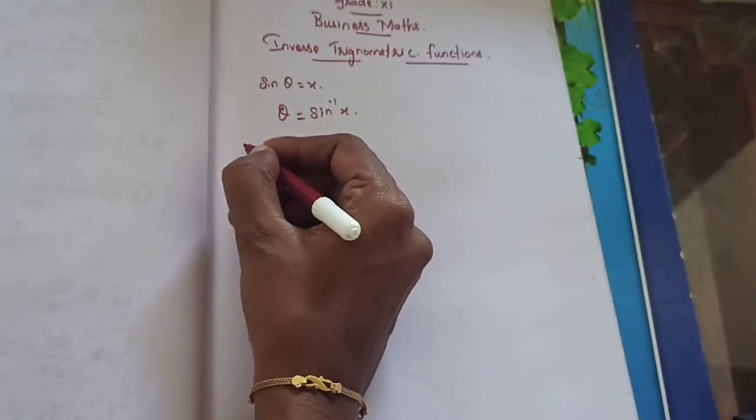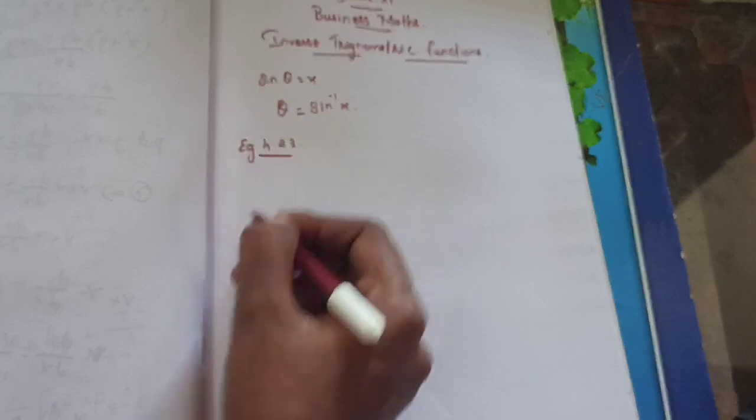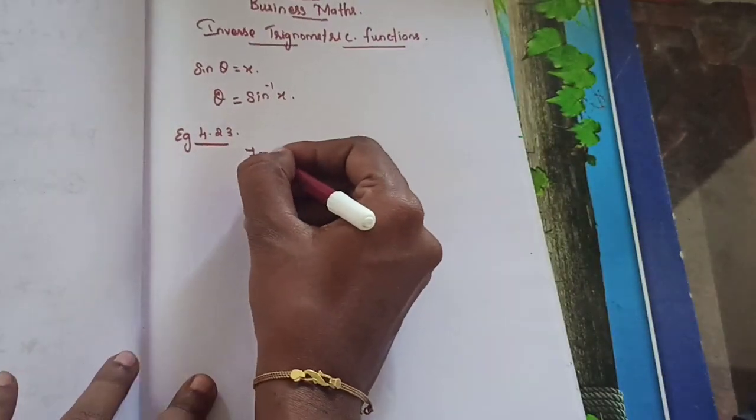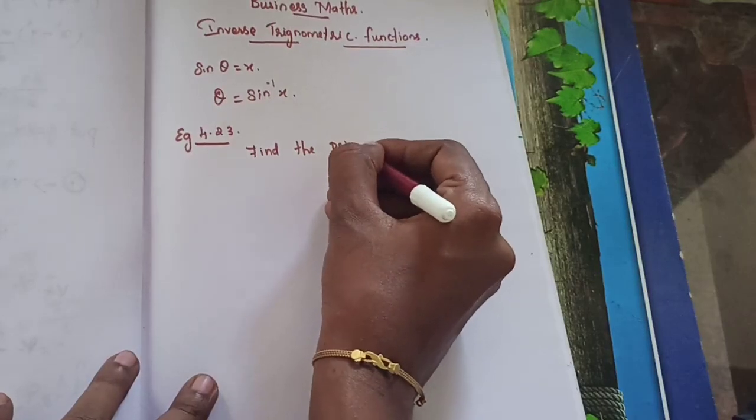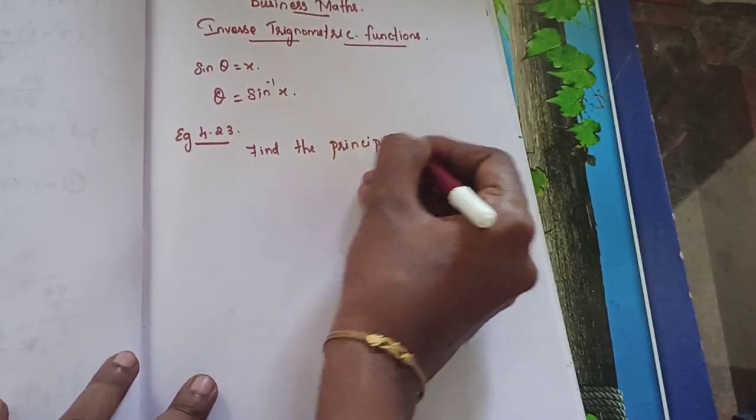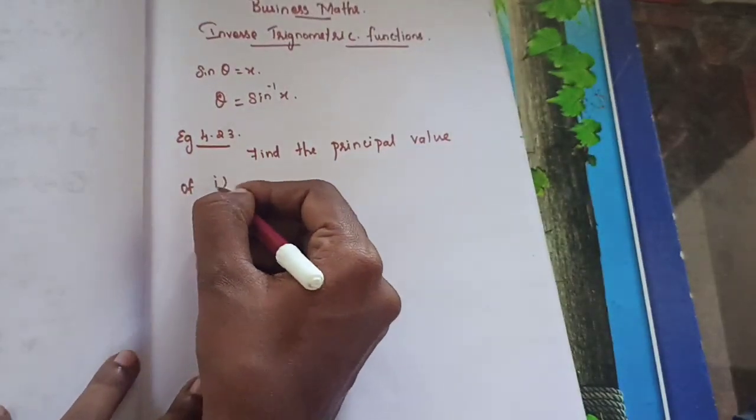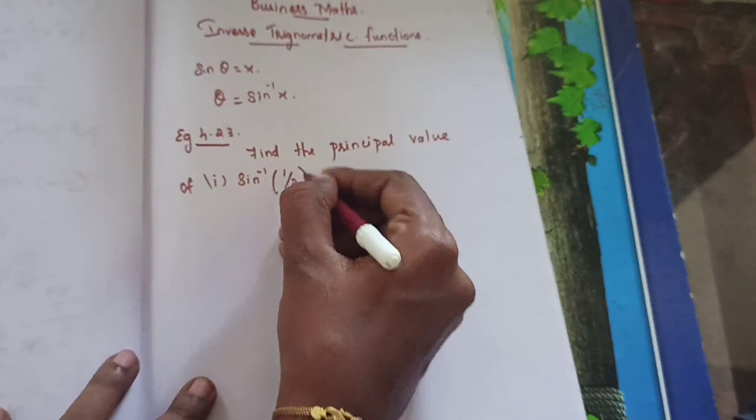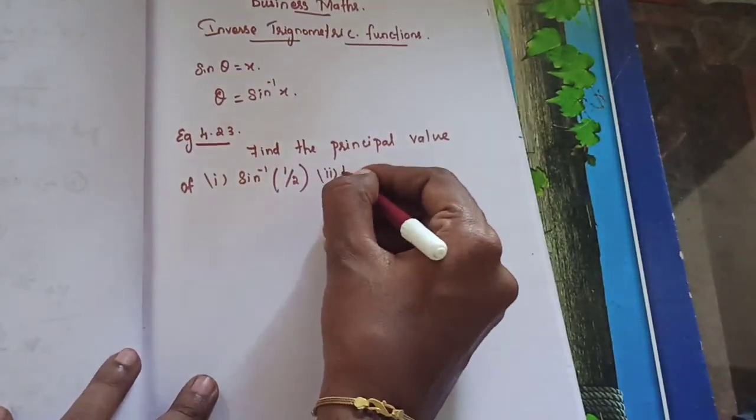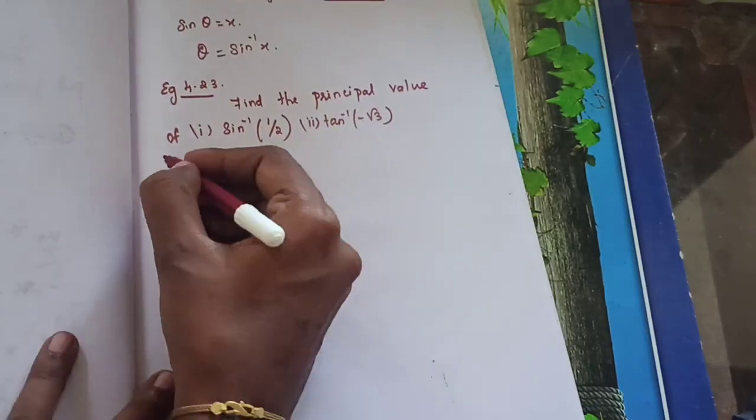We will move on to the problem. Example 4.23. Find the principal value of the first one, sin inverse of 1 by 2. Second one is tan inverse of minus 3. Solution.